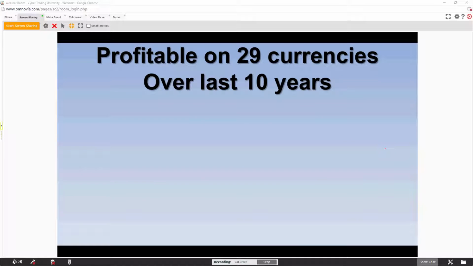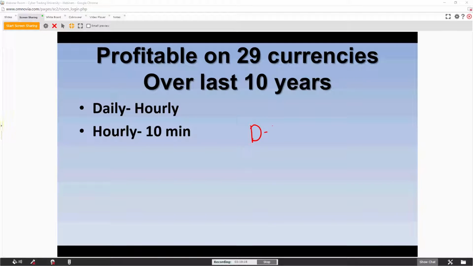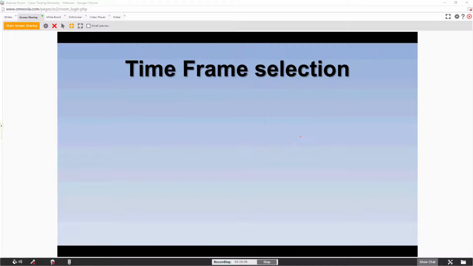All right. So it's been profitable on 29 currencies over the last 10 years using a daily, hourly, and a 10-minute signal. So I've got a workspace. What I do is I look for a D and then I go dash 60 dash 10. Daily, 60, 10-minute. Now, when you first look at this strategy, it might seem a little confusing if you use all 3 different time frames. So I would start out with 2, either do the daily and the 60-minute or the 60 and the 10-minute, and just figure out which type of trader you are. And it's not that hard to do.